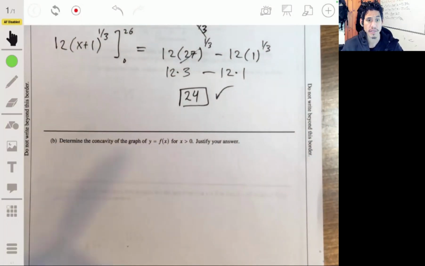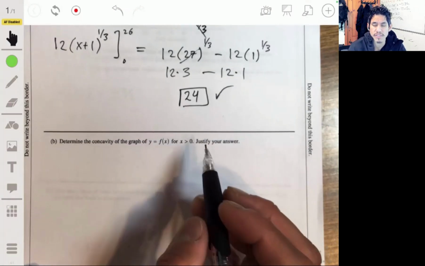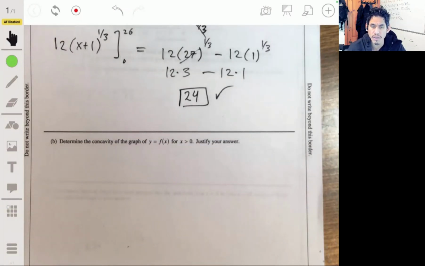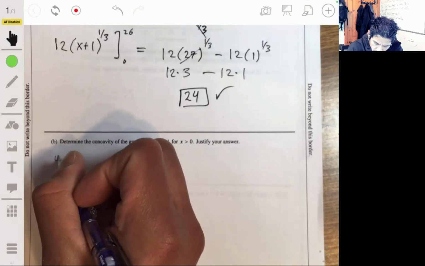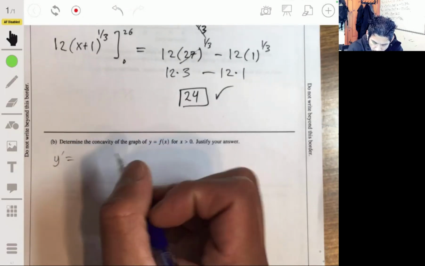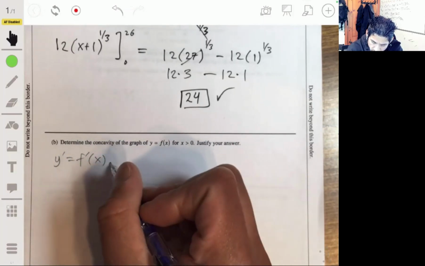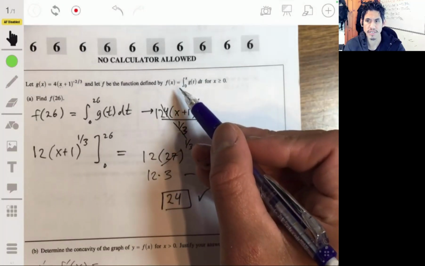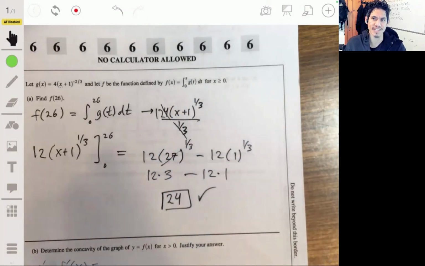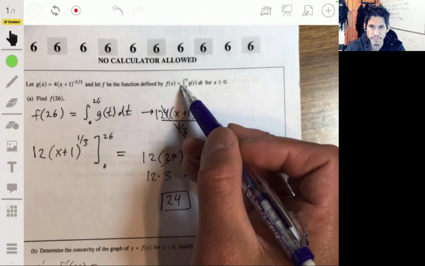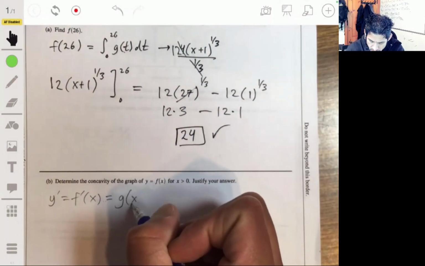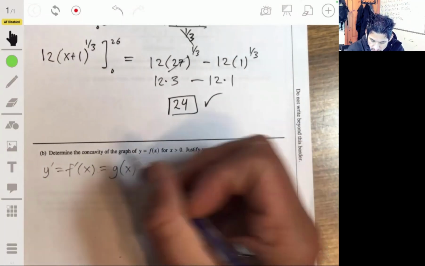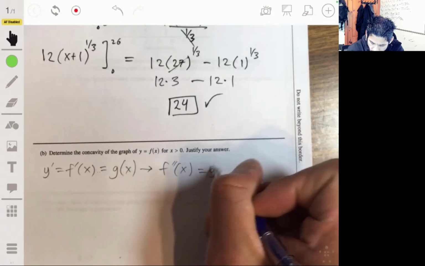And part B, determine the concavity of the graph of y equals f of x for x greater than 0. Justify your answer. Okay, so remember with concavity, we want to analyze the second derivative. So we find the first derivative. You don't have to really even write y prime, we'll put f prime. The first derivative of f of x is going to basically undo this integral, because differentiation and integration are like inverse operations, so to speak. So then we'll have this. But we got to differentiate again. So we're going to have f double prime equal to g prime of x.